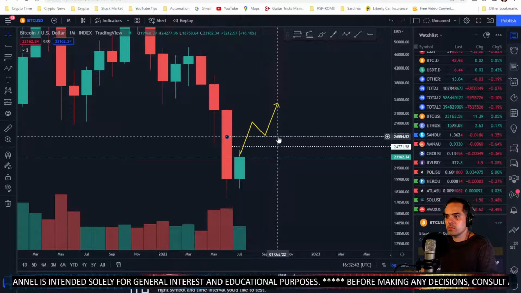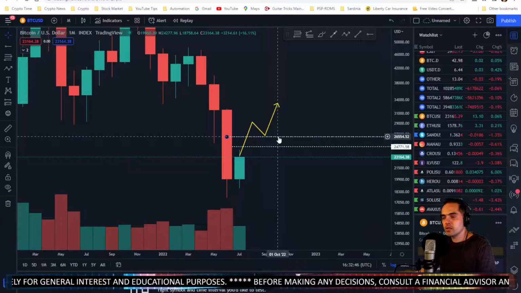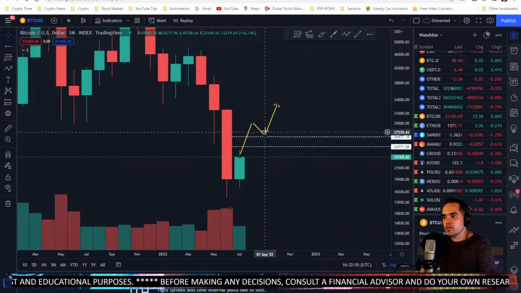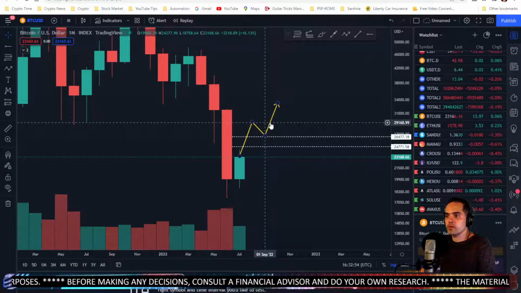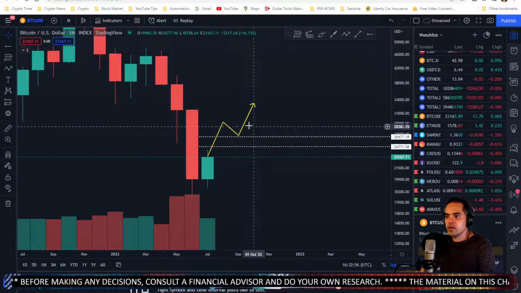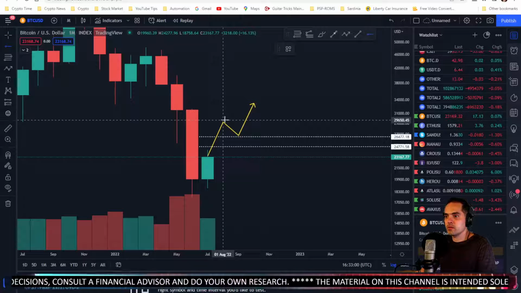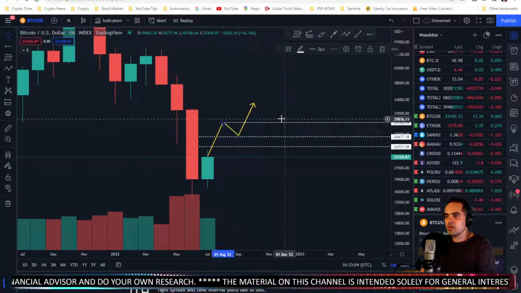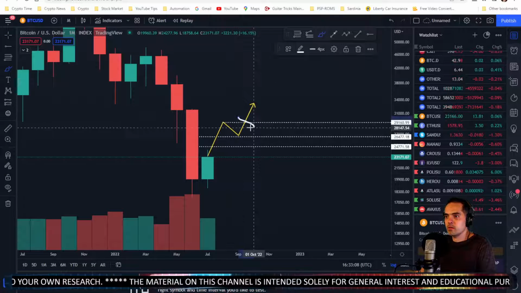$26,500 at least, and then it would retest that region as a support, and then we would enter right here at this break here. We would enter here. We would enter right here.